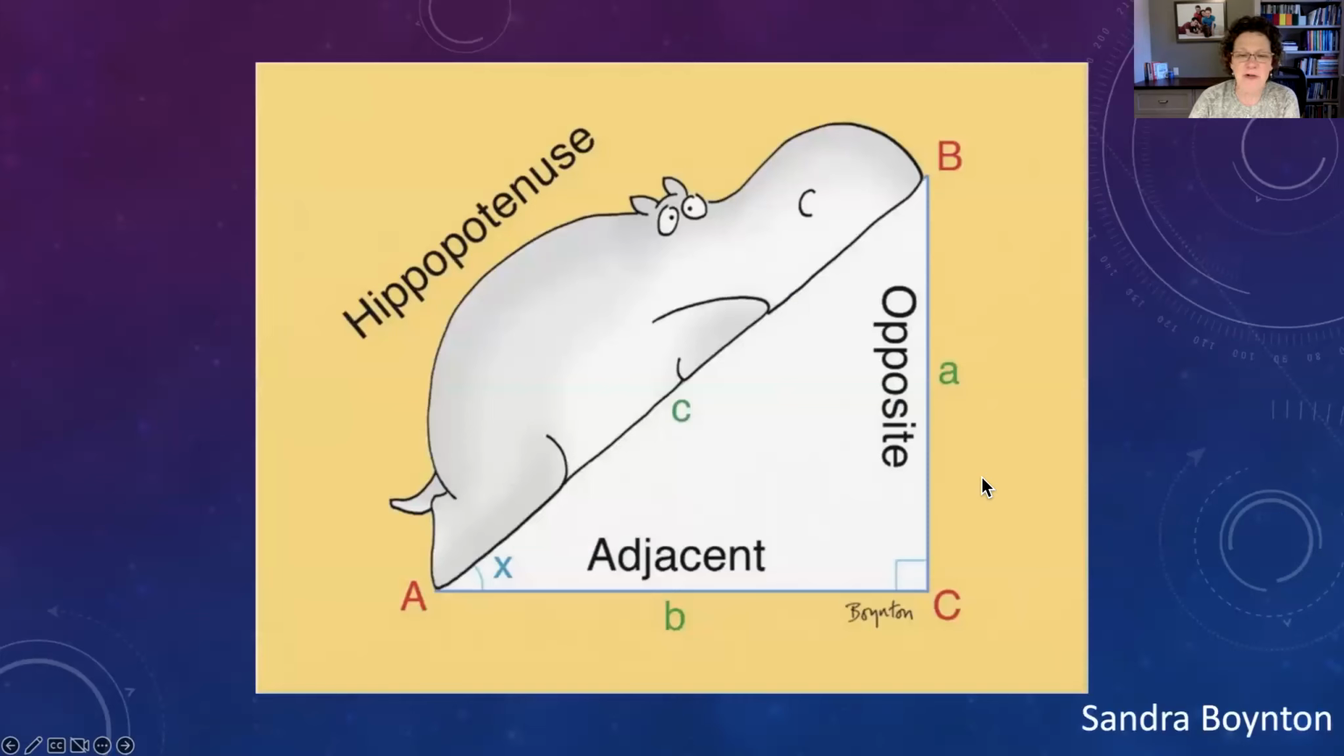Here's a little funny from Sandra Boynton about the Pythagorean theorem. You know, you have your opposite, your adjacent, and your hippopotamus.